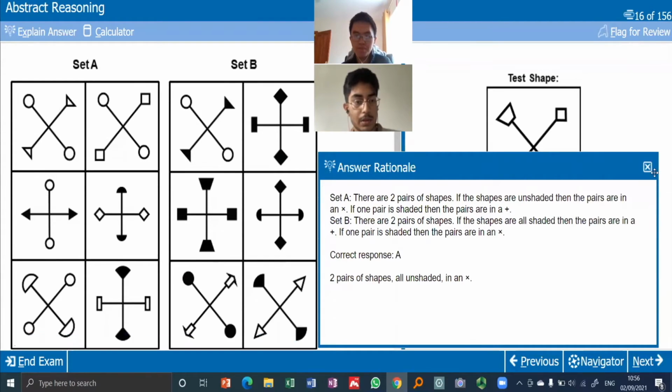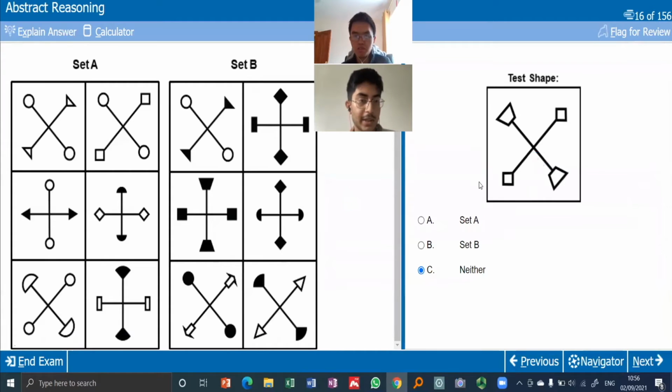Right. I wasn't looking at cross direction. Yeah, so this would be to do the arrangement.